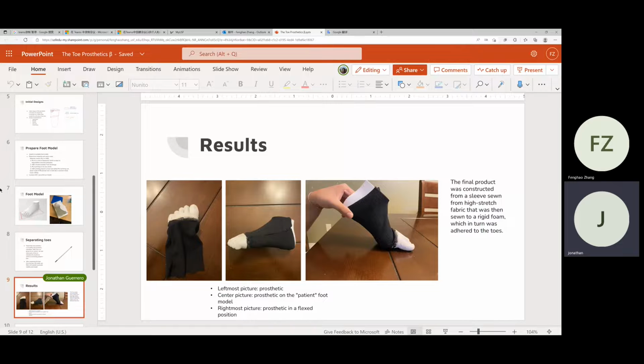And so on the leftmost picture, you can see just the prosthetic. In the center picture, you can see the prosthetic that is on the patient foot model. And on the rightmost picture, you can see the prosthetic in a flexed position. It is that picture that shows how the prosthetic could help with or assist in mobility, as the flexing of the foot is what would occur when walking and things like that.